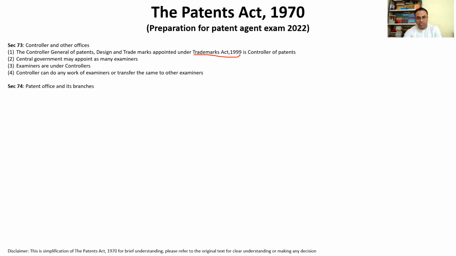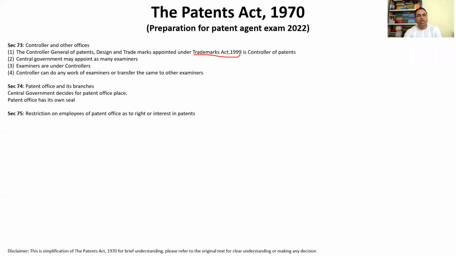Patent office and its branches. The central government decides the place of the patent office. We know that we have patent offices in Mumbai, Chennai, Delhi, and Kolkata. Then the patent office has its own seal. Each patent office has a seal.